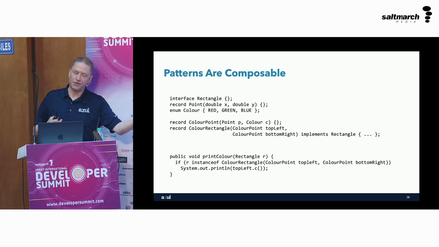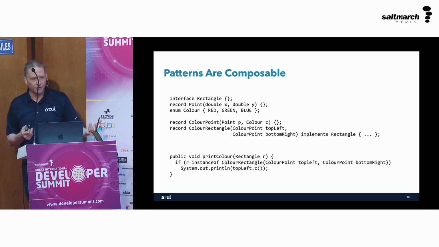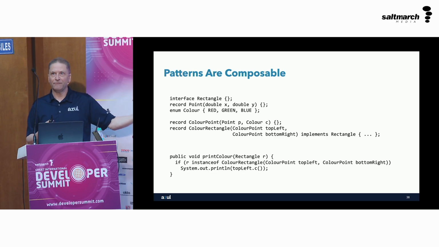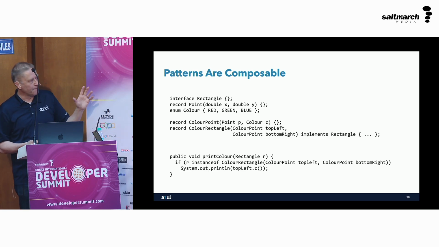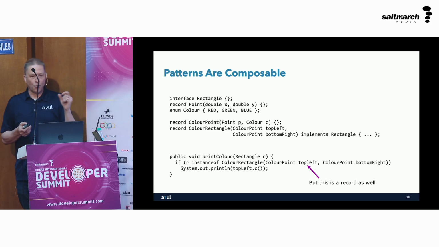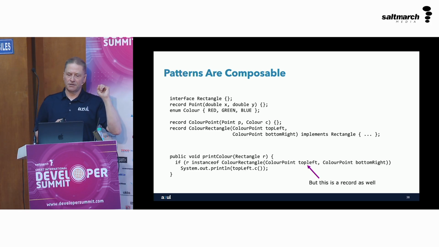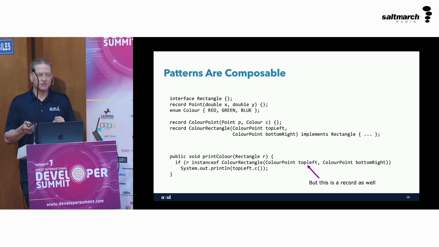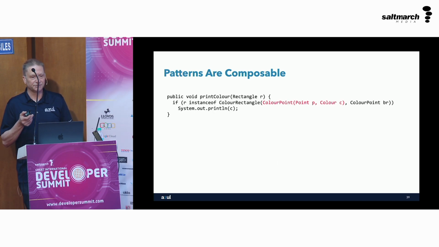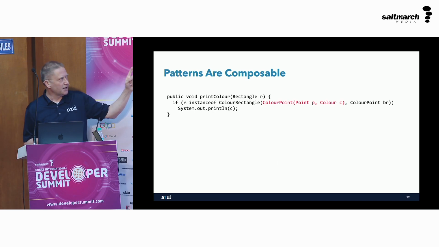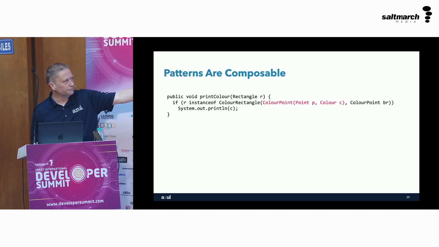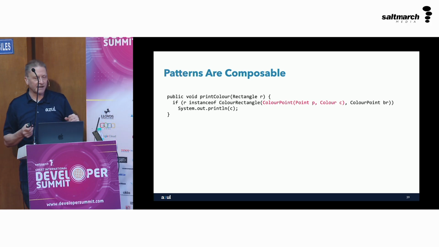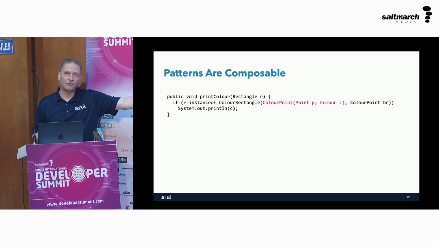So we can call the C method on the top left pattern variable, and it will work quite happily. But we know that top left is a record as well. So let's compose that into separate patterns. So now what we can do is say, if our instance of color rectangle, we give the declaration for color rectangle, but then we can put the declaration for the color point in there.